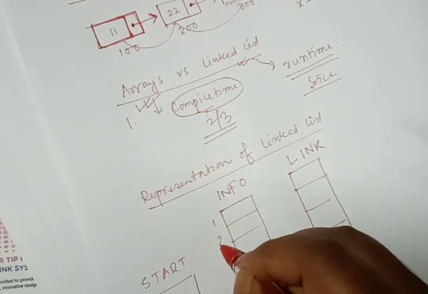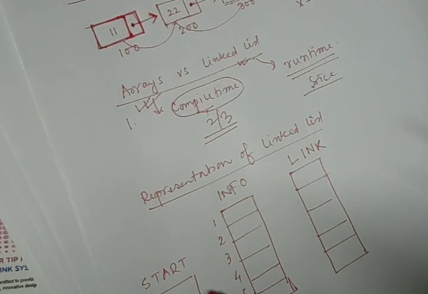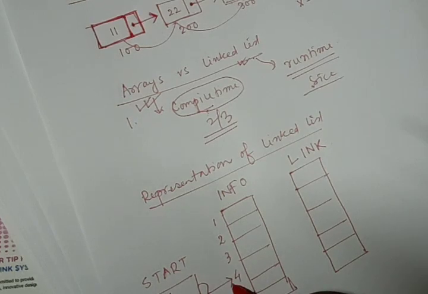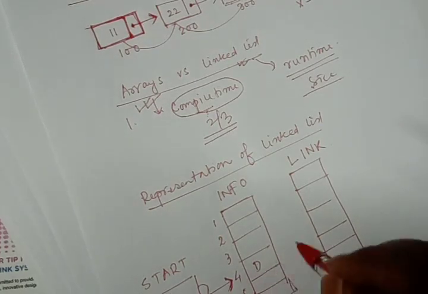Suppose these are the addresses of the nodes, and suppose 4 is the starting address. So the first node will point to the fourth node. Suppose its element is D.